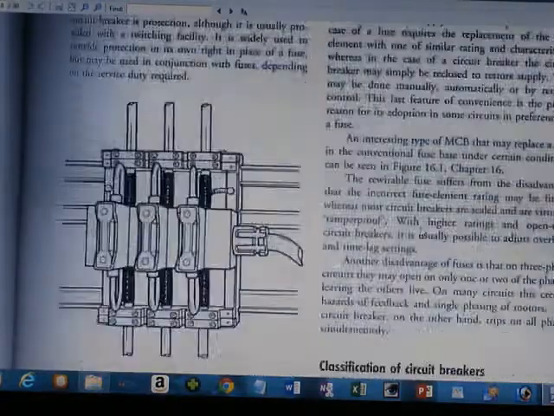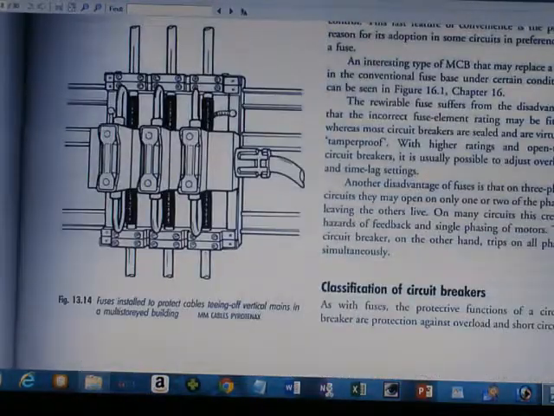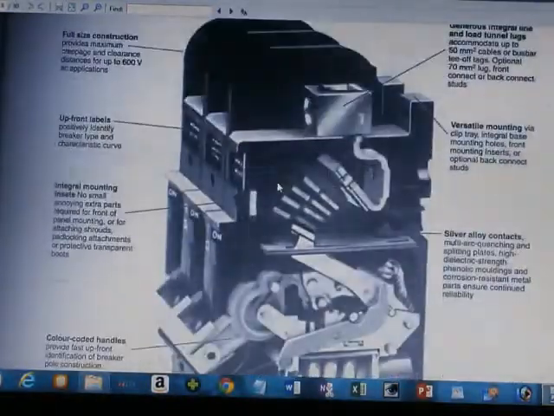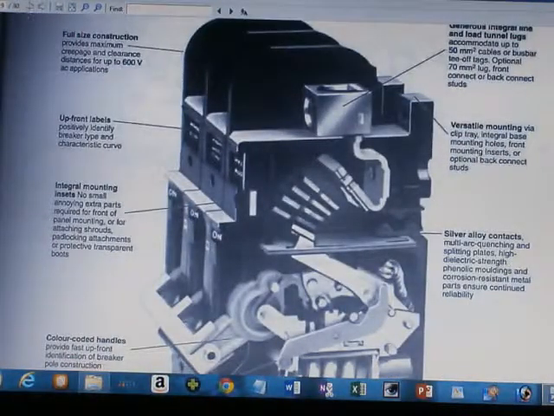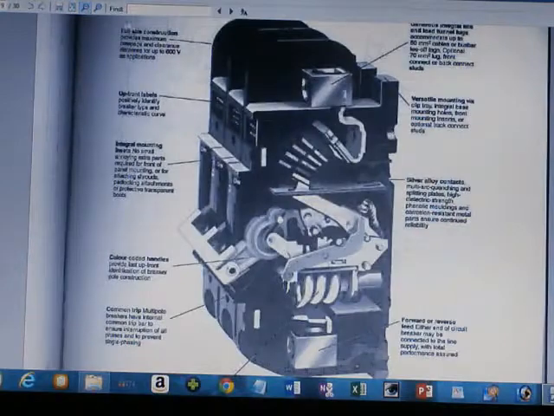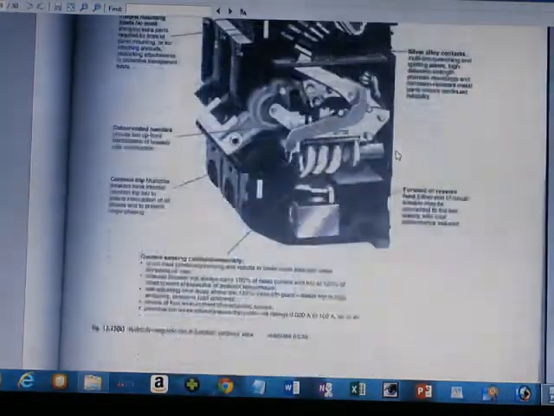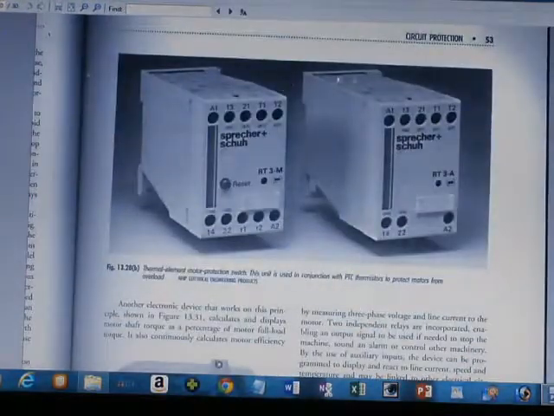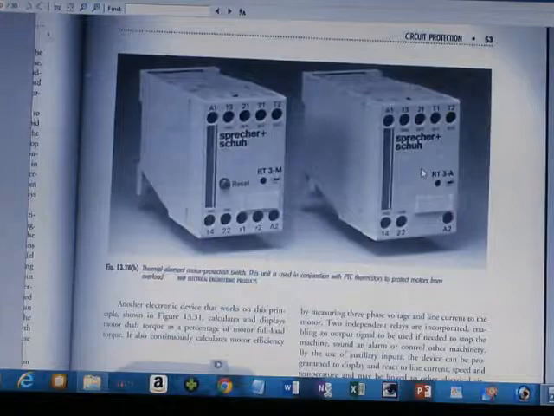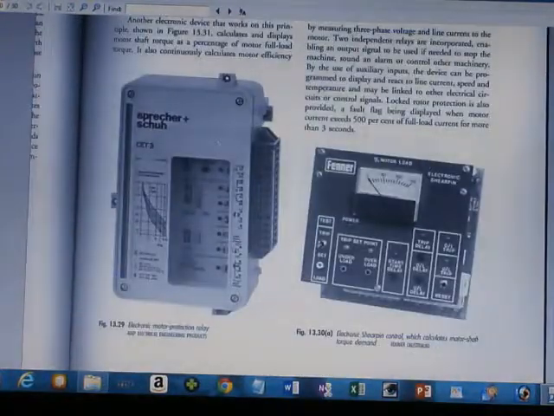This is a fuse category, and in the meantime this is for the circuit breaker. This is a typical construction of a circuit breaker. Those are also the external view of the circuit breaker. And those are also the programmable circuit breaker system.